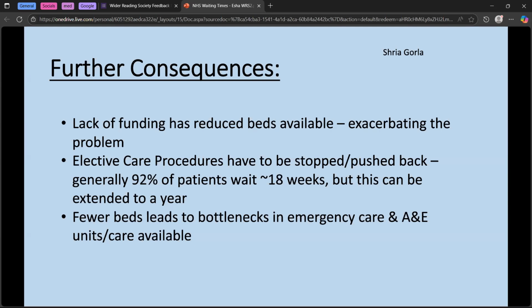Also, people have to wait in ambulances when there are no beds, which prevents the ambulances from carrying out their service and helping those that are in critical condition. And that leads to bottlenecks in emergency care, and there are fewer A&E units available.